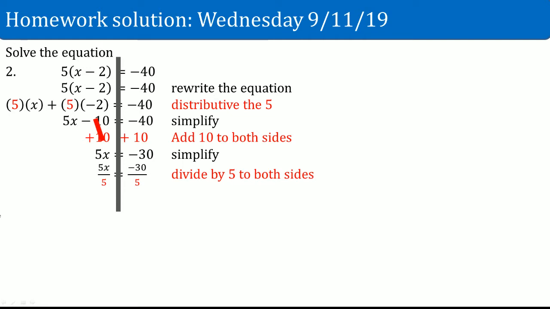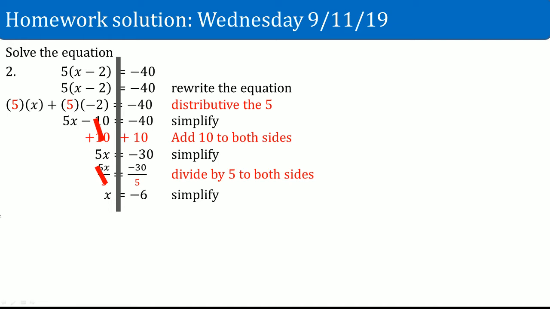Why do I divide by 5? It is because it cancels out. 5 over 5 just becomes the number 1. That is why x is now alone. On my right-hand side, negative 30 divide by 5, because again, I have to divide by 5 to both sides. Negative 30 divided by 5 becomes negative 6. So that is your complete answer.